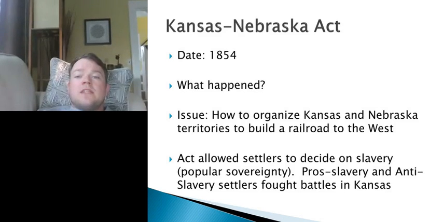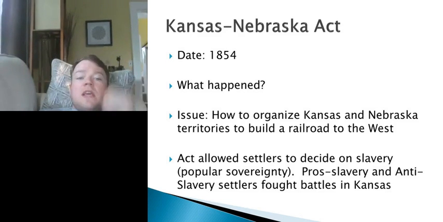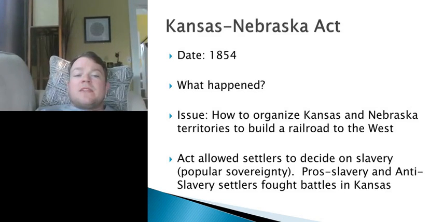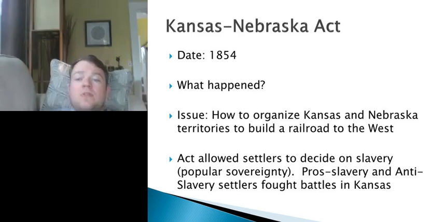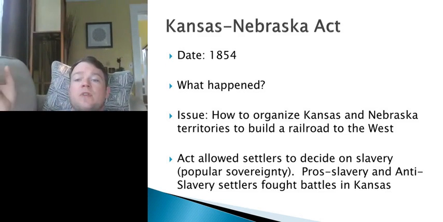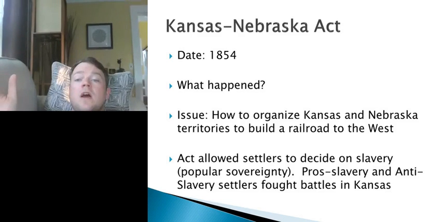The act, the Kansas-Nebraska Act, created by Stephen Douglas, is going to allow settlers to decide on slavery by popular sovereignty, which means you're going to have people able to go in and vote. So they're going to vote on slavery. They're going to have a vote in each territory. However many votes is going to determine whether or not there's slavery. So if there's more pro-slavery people, those two territories are going to be slave. If there's more anti-slavery people, that means those territories are going to be free.